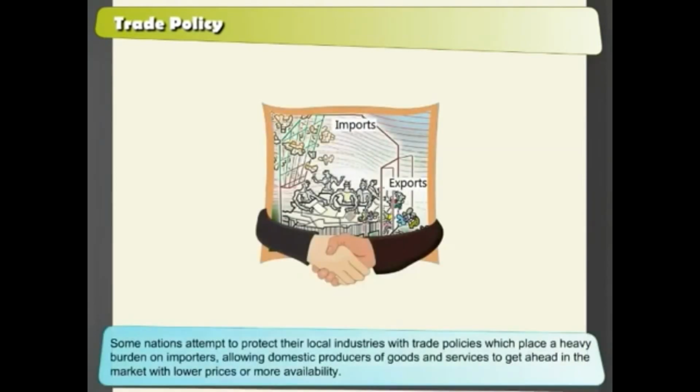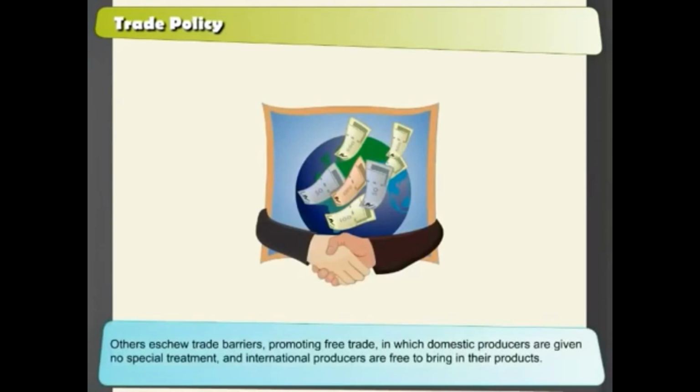Some nations attempt to protect their local industries with trade policies which place a heavy burden on importers, allowing domestic producers of goods and services to get ahead in the market with lower prices or more availability. Others eschew trade barriers, promoting free trade, in which domestic producers are given no special treatment and international producers are free to bring in their products.